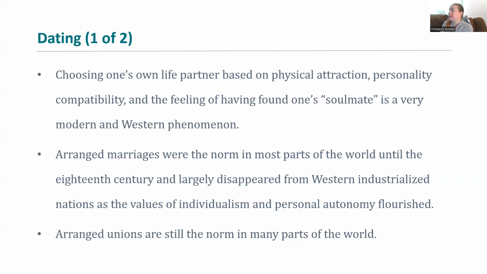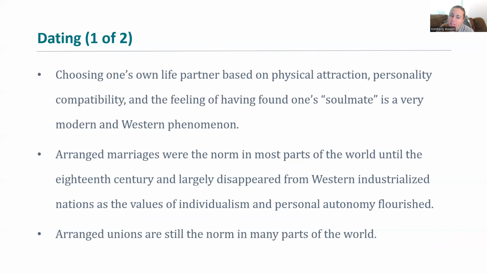So we're going to talk a little bit about dating. Choosing one's own life partner based on physical attraction, personality compatibility, or a feeling of having someone's soulmate is a very modern and Western phenomenon. So this is not something that happens in every society, even to this day. Arranged marriages were the norm in most parts of the world up until the 18th century and largely disappeared from Western industrial nations as the values of individualism and personal autonomy flourished.